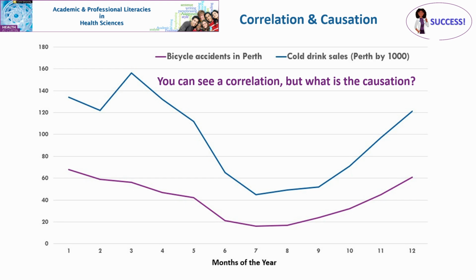Well, I'll tell you. So, in the middle of the graph is winter. Fewer people are out on their bikes, and fewer people are drinking cold drinks. But in the summer months, they go up. And in fact, what's happening is people are drinking cold drinks while they are cycling, and they're having accidents. So in fact, there is a correlation with a base causation.